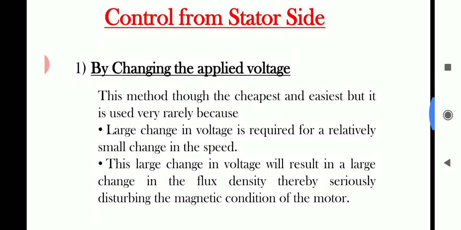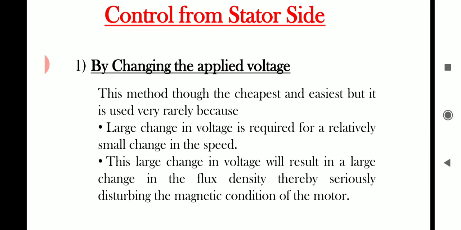Control from stator side. Okay, so number one, by changing the applied voltage. By changing the value of the applied voltage we can control the speed. So how? See here, read this. This method, though the cheapest and easiest, is used very rarely. This is the cheapest method, as you all know that with the help of a dimmerstat, or we can say an auto transformer, we start our induction motor. As in your BEE practical, you have seen that we started the induction motor with the help of a dimmerstat. That dimmerstat is nothing but the auto transformer.